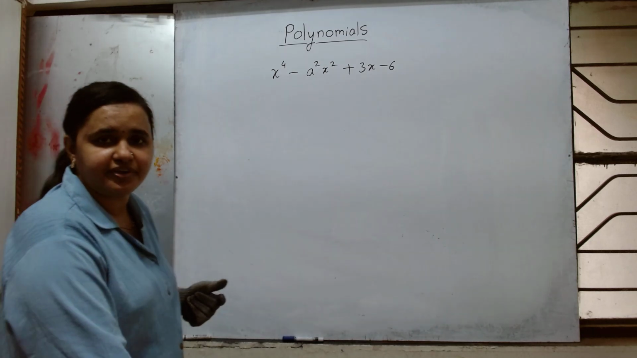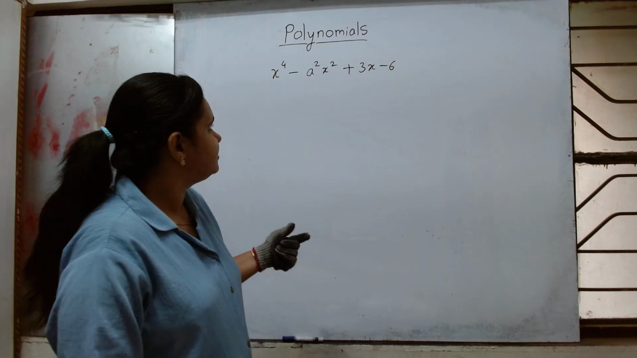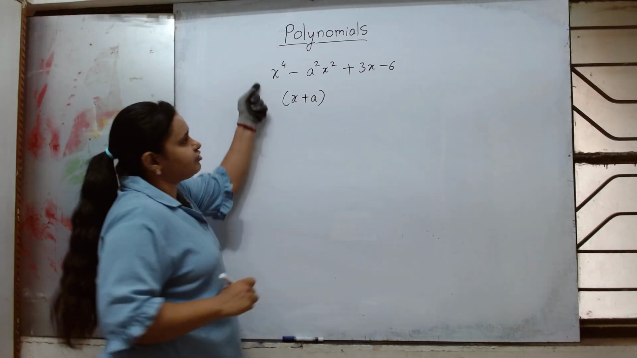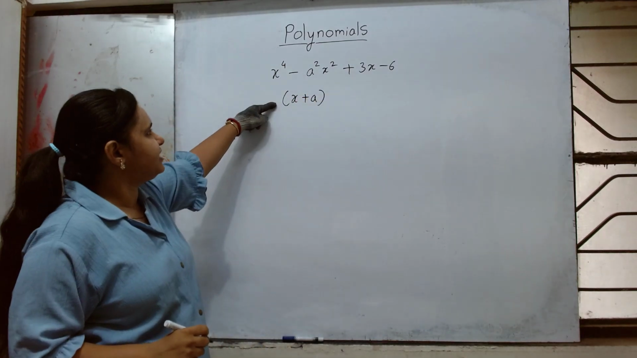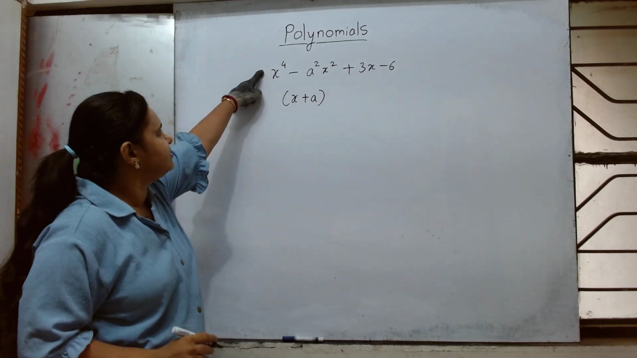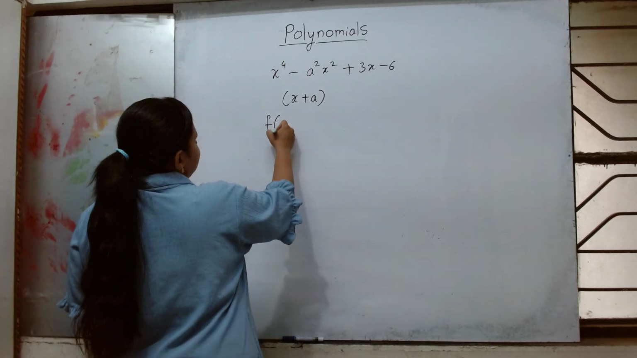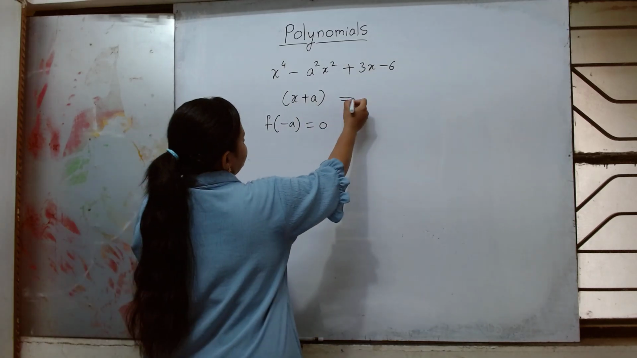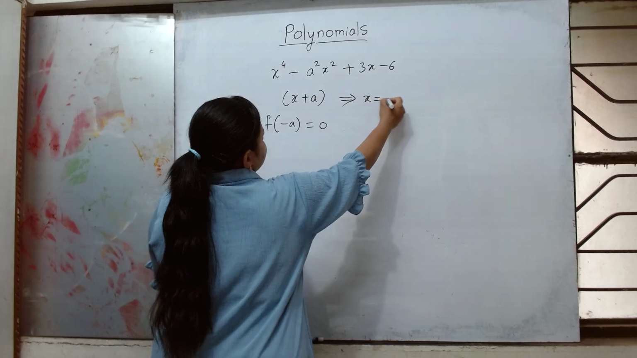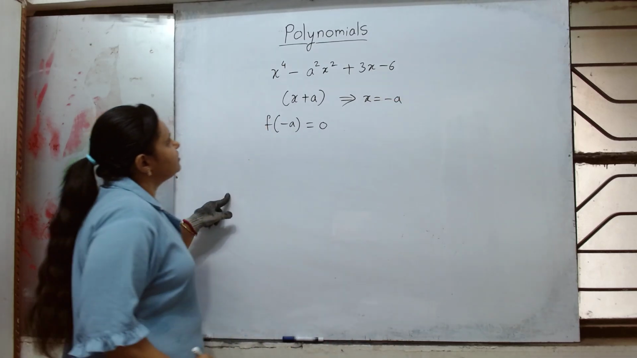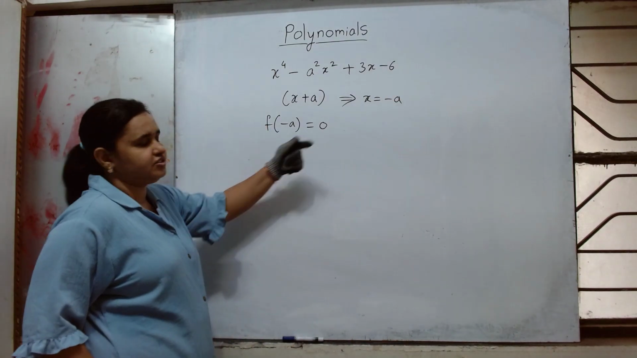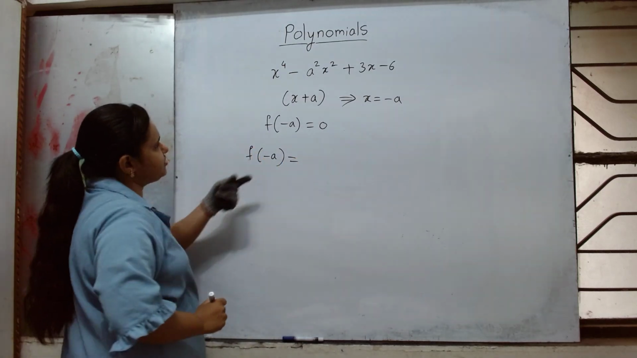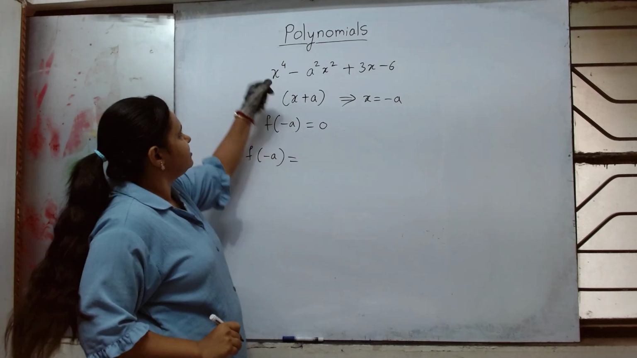Then the value of A. We have to find the value of A. If x plus A is a factor of this polynomial, then f of minus A will be equal to 0. From this we find the value of x: x equals minus A, so f of minus A will be 0. To find f of minus A, we will just put the value of minus A instead of x.